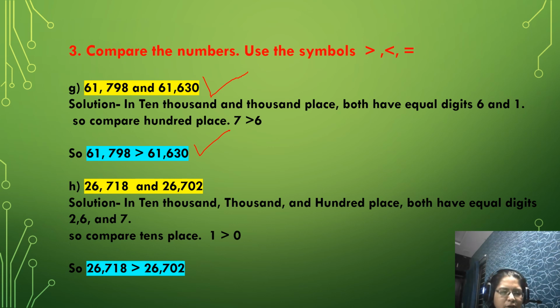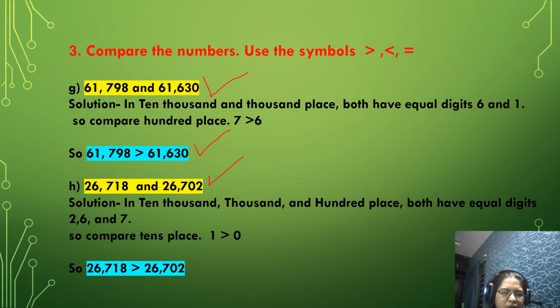Now we have to solve this next bit. 26,718 and 26,702. We read it as 26,718 and 26,702. In the 10,000 place, in the first number the digit is 2. In the second number in the 10,000 place the digit is 2.